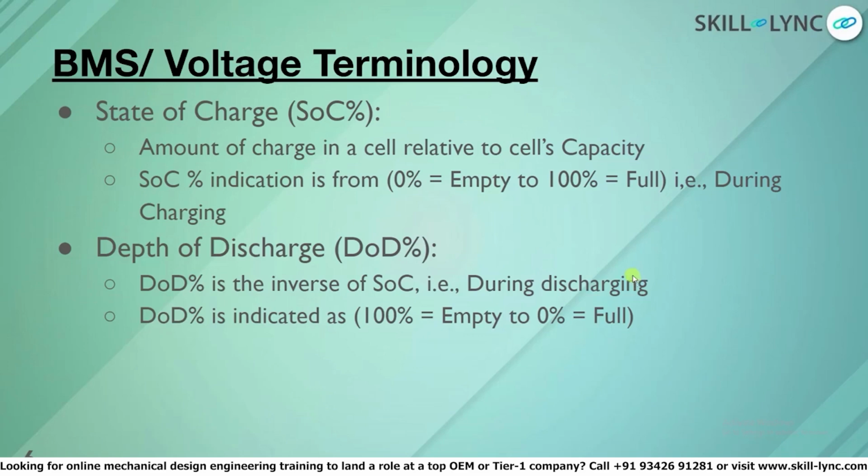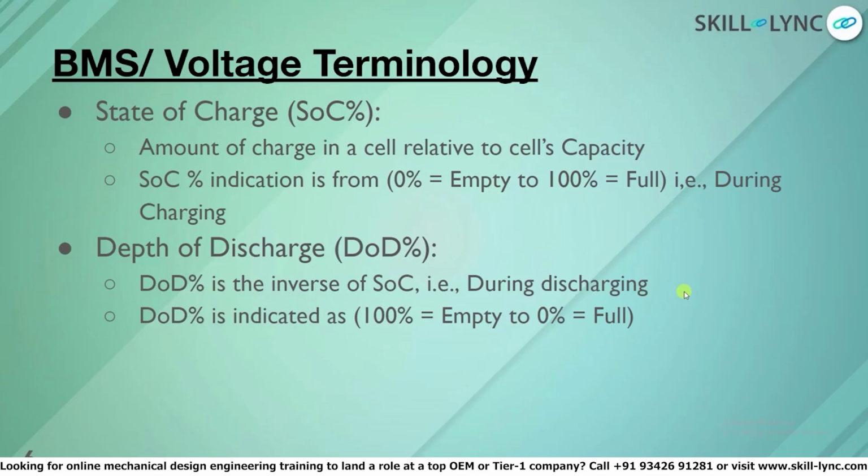Whereas depth of discharge is the reverse of SOC, which means that it is mainly during discharging. So this is a little bit tricky to understand. Now see, SOC is the amount of charge. If we have consumed 20% of the energy, which means the SOC is 80% left and 20% is consumption. But when you say depth of discharge, that 20% becomes your depth of discharge. I understand, like the amount of energy that has been consumed is your depth of discharge. That's the reason we say that it is the inverse of SOC.